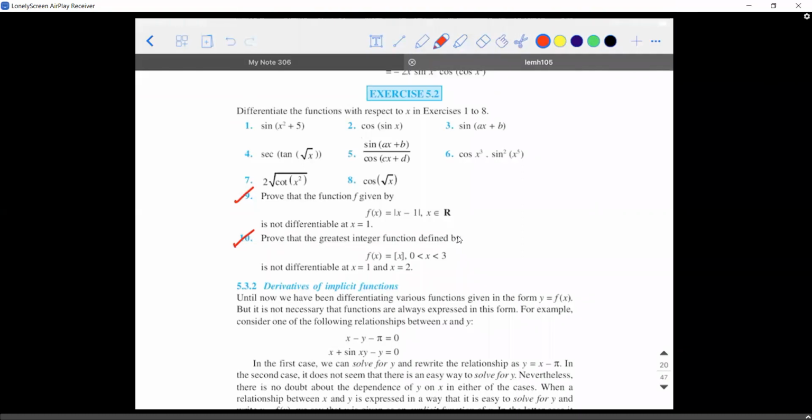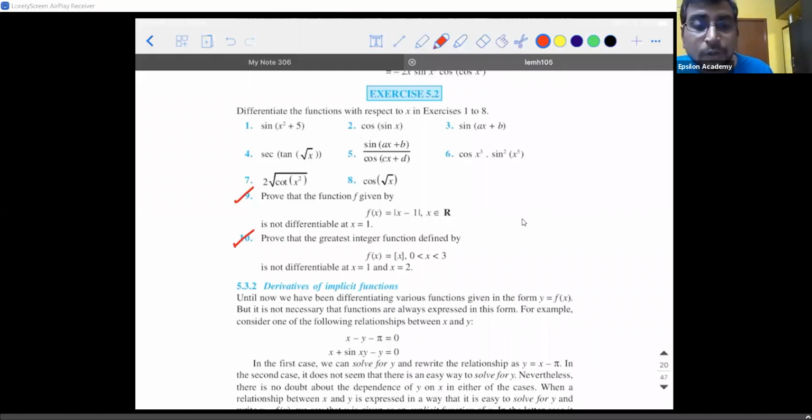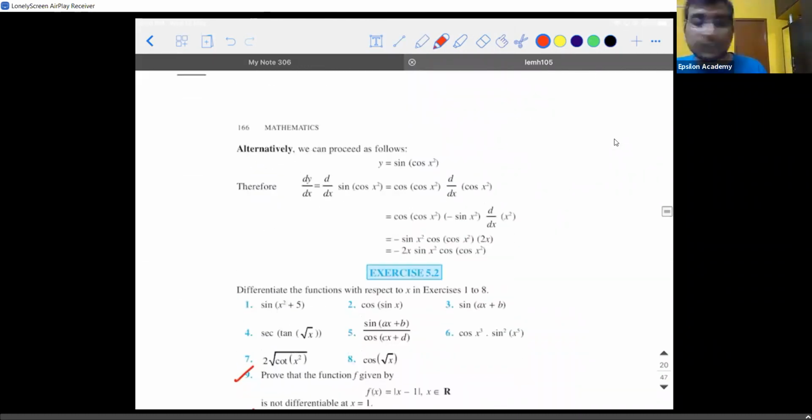Okay? Yes, sir. So with this, the toughest part is over. Greatest integer function is not continuous at integer values. Since it is not continuous, it is not differentiable. That's it. Okay, so with this, the toughest parts are over.